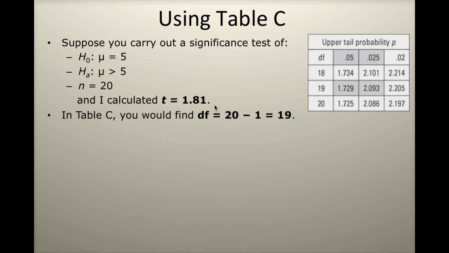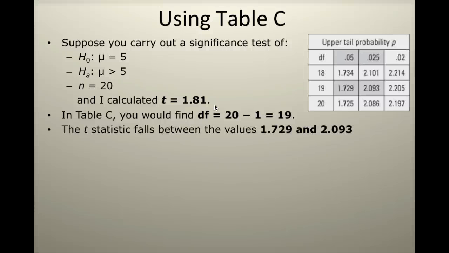Now notice for this problem, all of this is given to us, so we didn't have to calculate anything. Now, a reminder with Table C is that we need to know our degrees of freedom. In this case, our degrees of freedom is 19, because our sample size was 20 minus 1. Now, notice our test statistic, if I look along this 19 row for my degrees of freedom, my test statistic of 1.81 falls between these two values, 1.729 and 2.093.